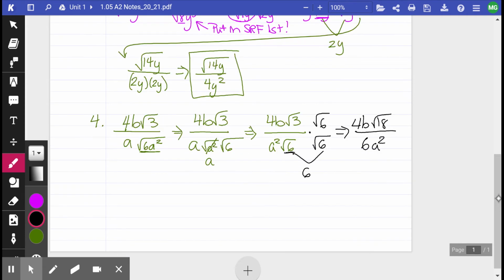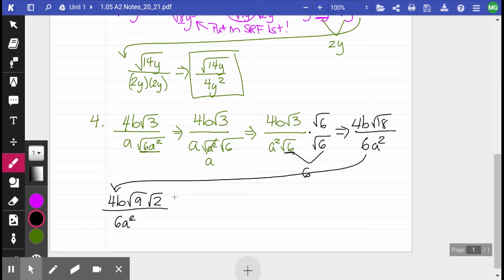Not quite done yet on this one because I have rad 18, which I can break down. So I can do 4b times the square root of 9 times the square root of 2, largest perfect square, is 9 taken out of 18. And then I have 6a squared still in the denominator. The square root of 9 is 3, so if I multiply across the top, I get 4 times b times 3 times rad 2, so that's 12b rad 2 over 6a squared.